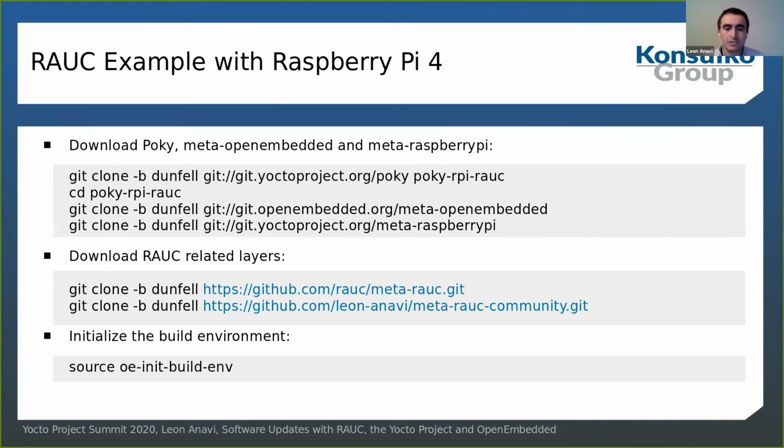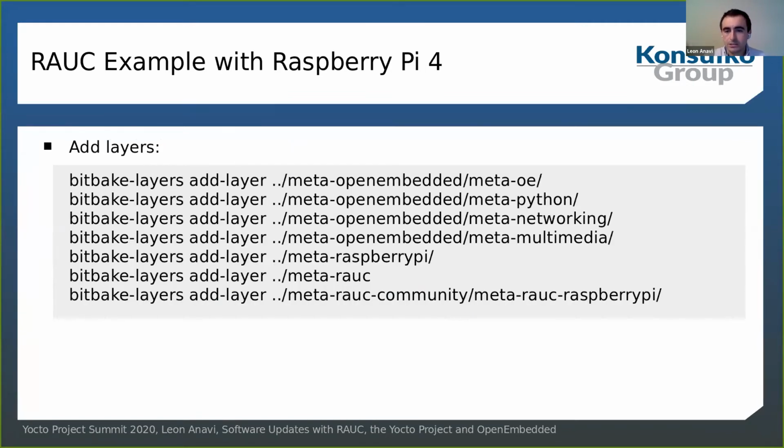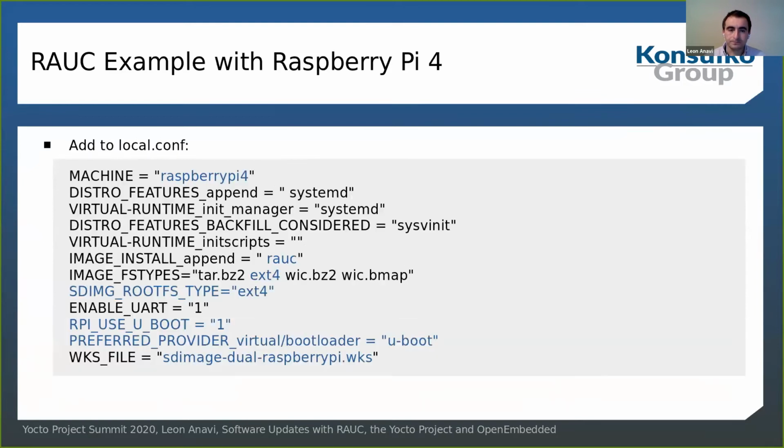We need to initialize the build environment as we are all used to. Then to add the layers, this is the long list of layers. We need meta-python, meta-networking, meta-multimedia, and meta-oe. Of course, I've already mentioned meta-raspberrypi, which is the BSP layer, and the two meta-rauc layers. So now this is the interesting part. After adding all these layers, we need to also alter local.conf.